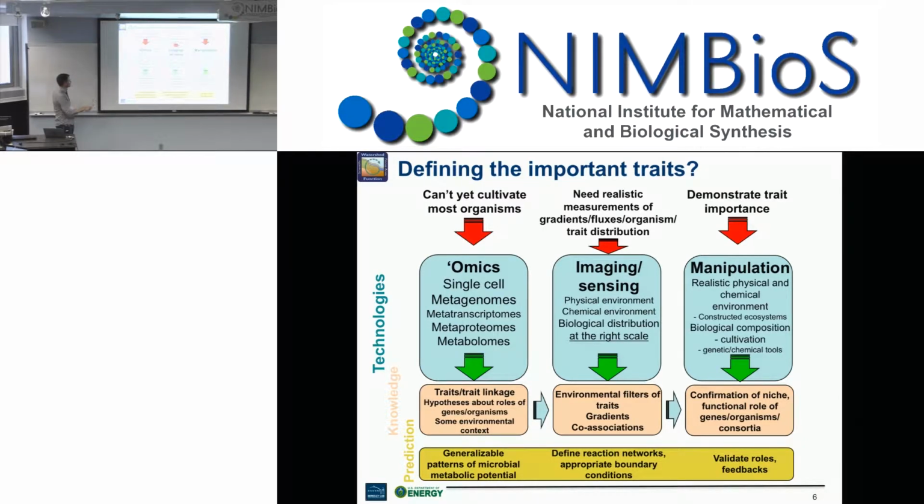So these are technologies that give us, I would say, knowledge, or the beginnings of knowledge, and then enabling prediction, such as generalizable patterns of microbial metabolic potential, what traits are consistently linked, defining reaction networks for systems, what are the major reactions in a system that dictate the interactions between organisms, and then with their manipulation, really validating the roles and feedbacks that individual organisms, individual nodes in an interaction network, have, how they impact the system.